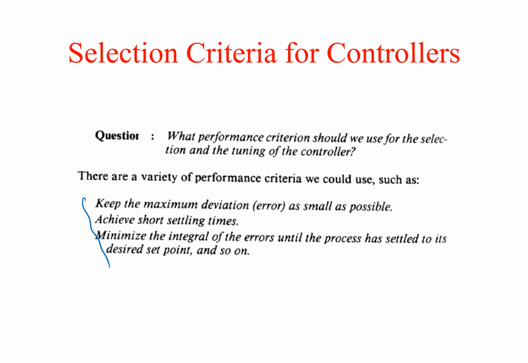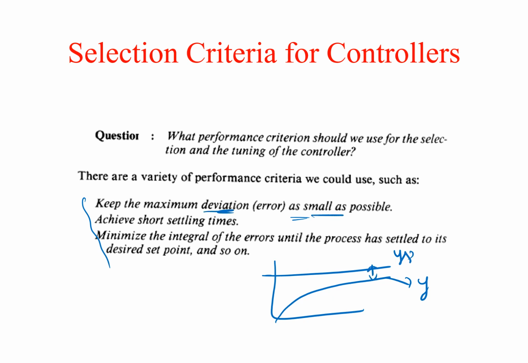One is keep maximum deviation as small as possible. Maximum deviation: this is the input, so this is the output, this is y, this is the set point. So this deviation, keep this deviation as small as possible. Okay, that's the first criteria. Then achieve short settling time.